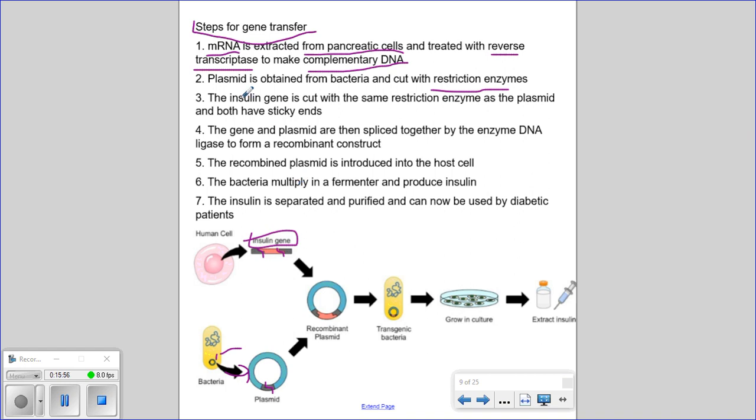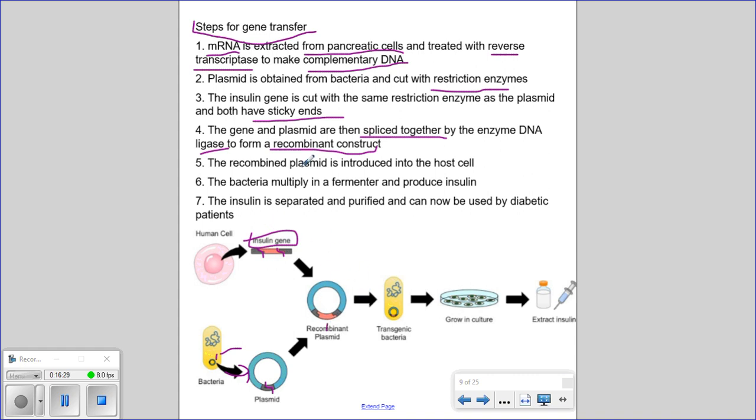So in this case, the insulin gene is going to be cut with the same restriction enzyme as the plasmid, and both will have sticky ends. The gene and the plasmid are then spliced together by the enzyme DNA ligase to form a recombinant product. So we take our insulin gene and insert it into the plasmid using DNA ligase. Here's our insulin gene now inserted into the plasmid.